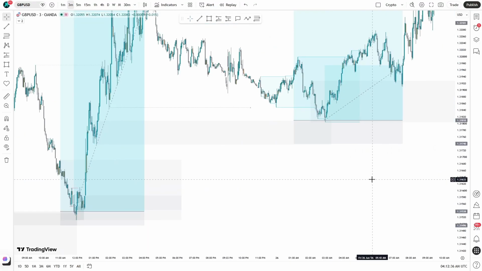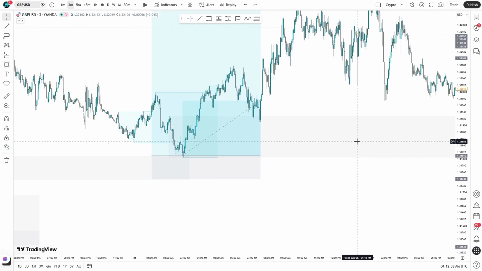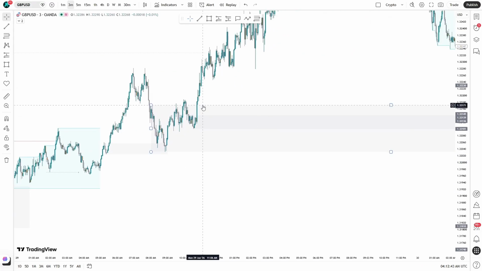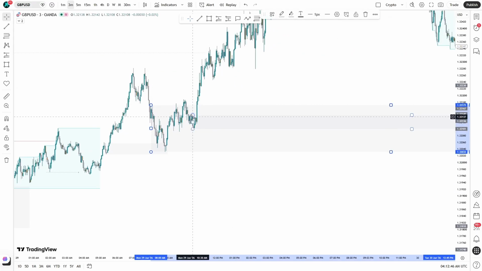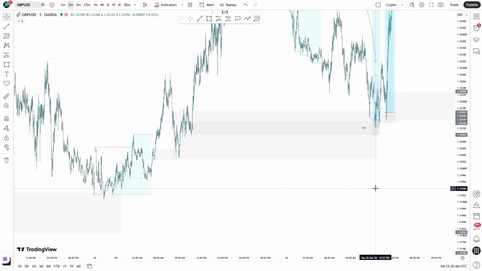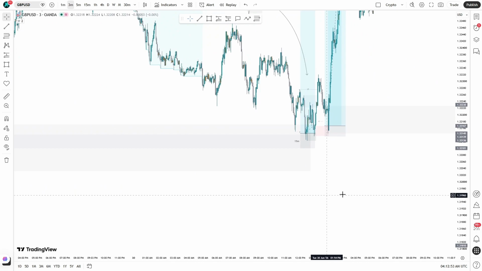Now, I think there was another one that we looked into before. Go to this one. This one is not really an inside bar. Not really inside, but it's within the demand and is very visible on the 10 minutes.